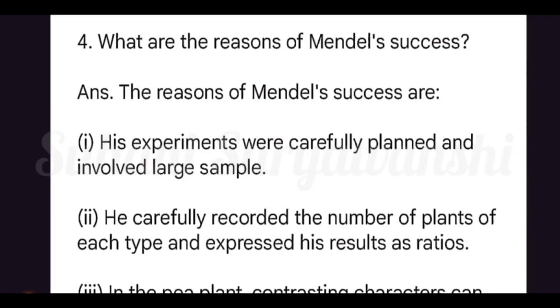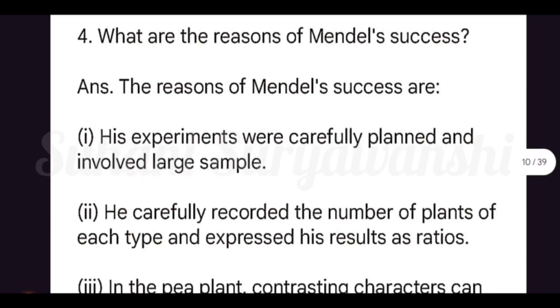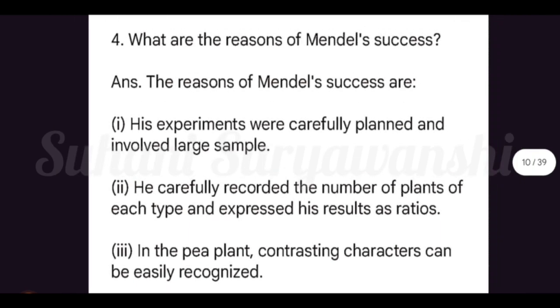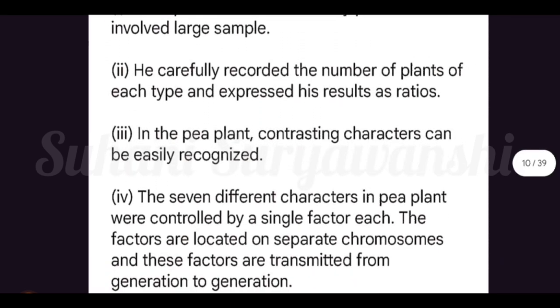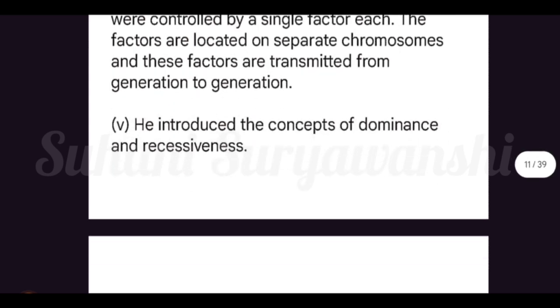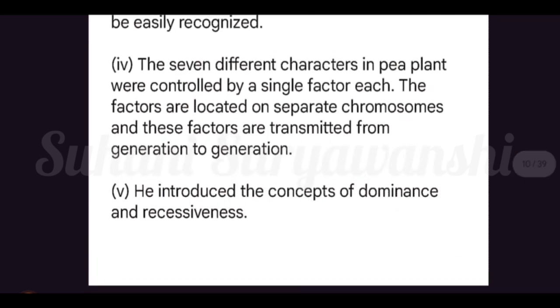The reasons of Mendel's success are his experiments were carefully planned and involved large samples. He carefully recorded the number of plants of each type and expressed his results as ratios. In the pea plant, contrasting characters can be easily recognized. The 7 different characters in pea plant were controlled by a single factor. The factors are located on separate chromosomes, and these factors are transmitted from generation to generation. He introduced the concept of dominance and recessiveness.